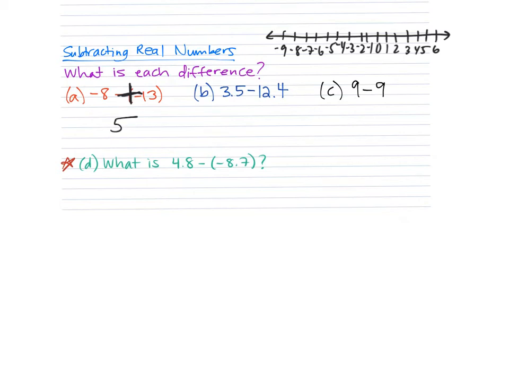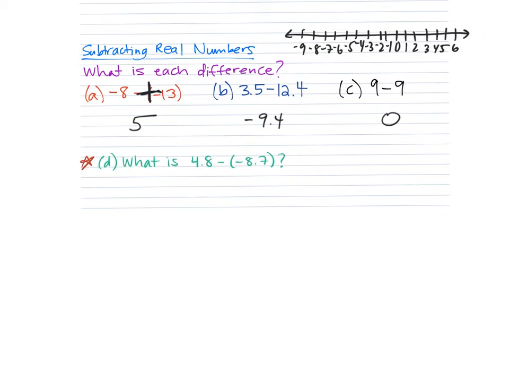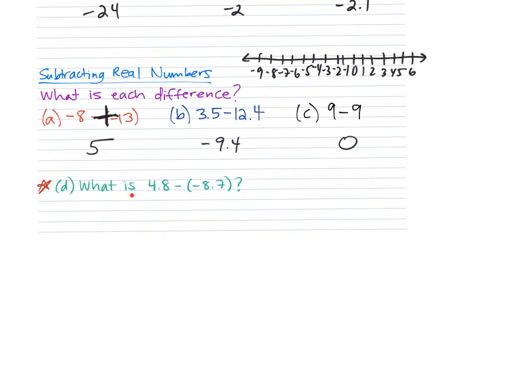Okay. And then this is just a regular subtraction problem. Use your calculator. 3.5 minus 12.4 is -9.4. And then 9 minus 9 is 0. Okay, so try this one on your own and then check back for the solution.